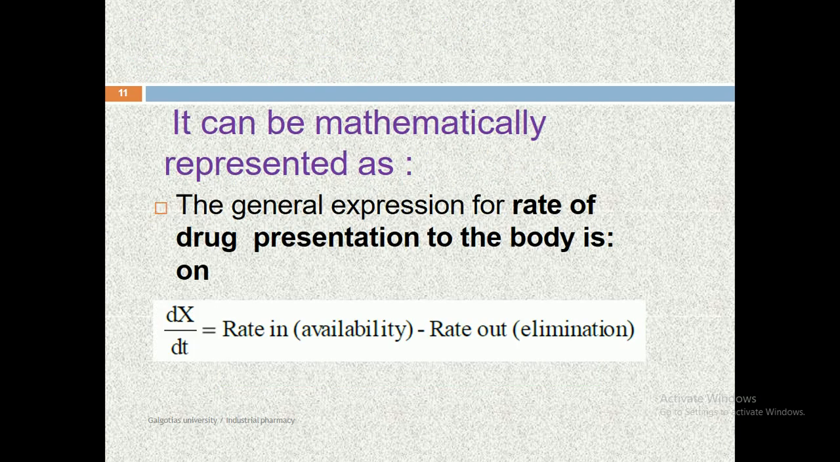Now let's see how it can be mathematically represented. This is the general expression for the rate of drug change in the body, how the drug penetrates inside the body and what changes occur. Mathematically it can be written as dX/dt equals rate in (availability) minus rate out (elimination). So it represents the difference between the rate in, availability, and the rate out, elimination: dX/dt.